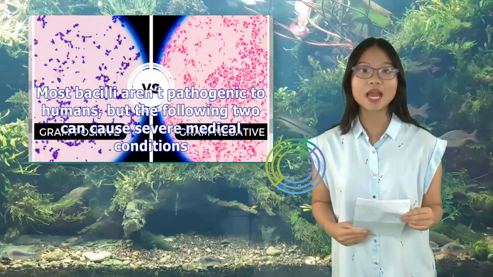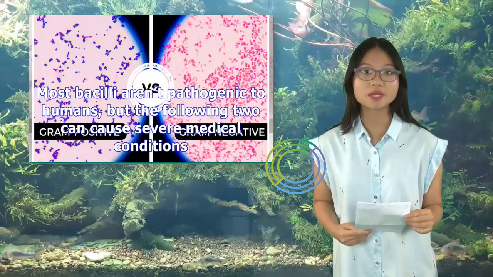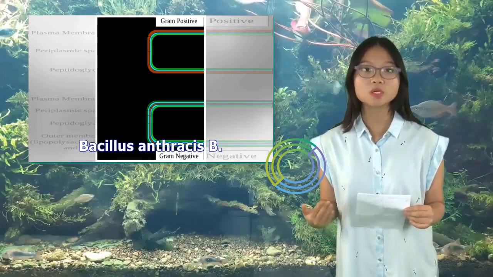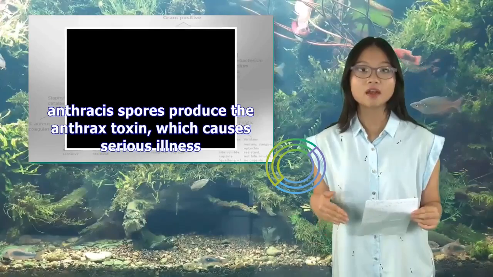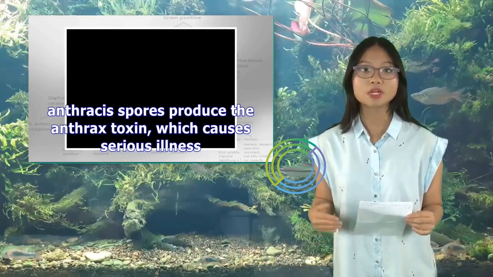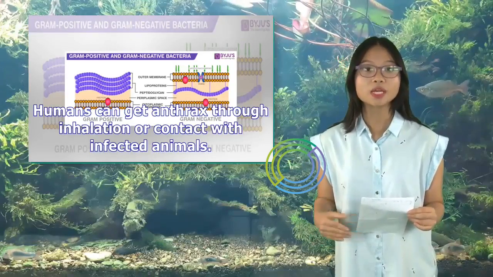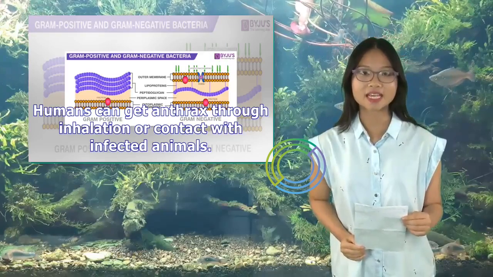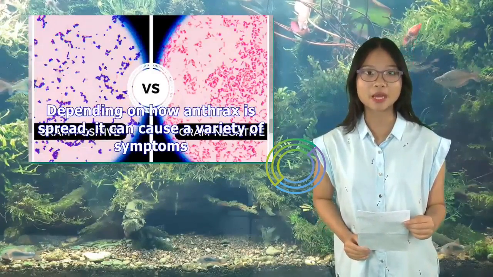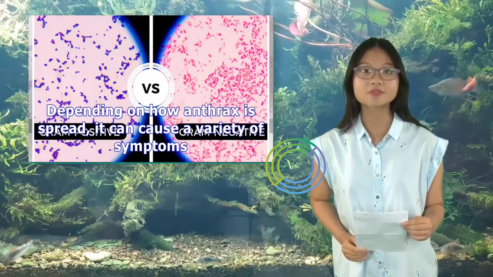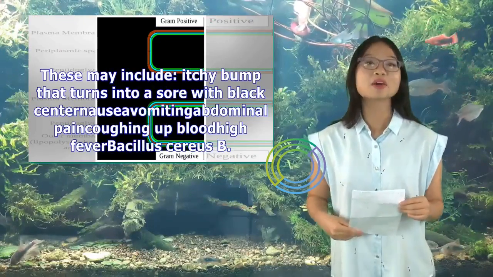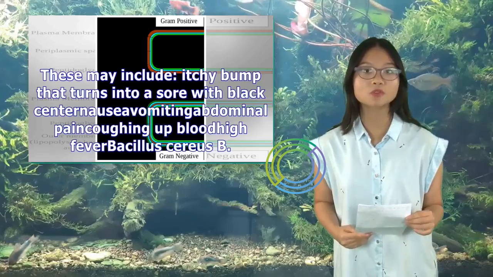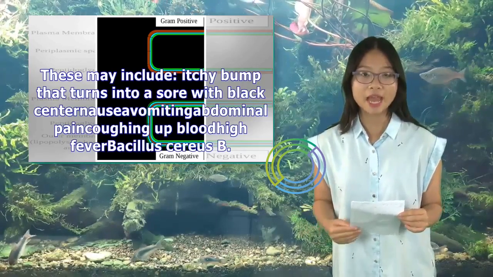Most bacilli aren't pathogenic to humans, but the following two can cause severe medical conditions. Bacillus anthracis. B. anthracis spores produce the anthrax toxin, which causes serious illness. Humans can get anthrax through inhalation or contact with infected animals. Depending on how anthrax is spread, it can cause a variety of symptoms. These may include an itchy bump that turns into a sore with a black center, nausea, vomiting and abdominal pain, coughing up blood, and high fever.